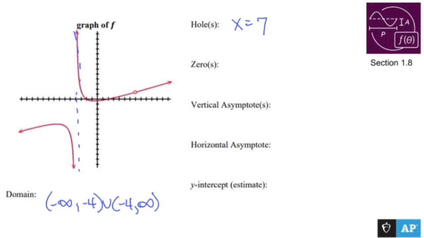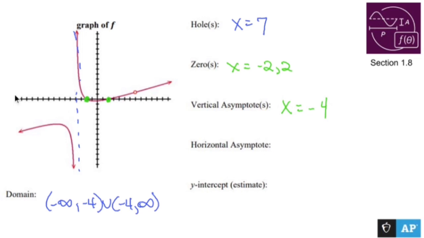My zero is any number that crosses the x-axis that's not a hole. Okay, I have two of them, one at -2 and one at +2. So my zeros exist at -2, +2. My vertical asymptote is that vertical line that cuts through -4. So that's the equation x equals -4.